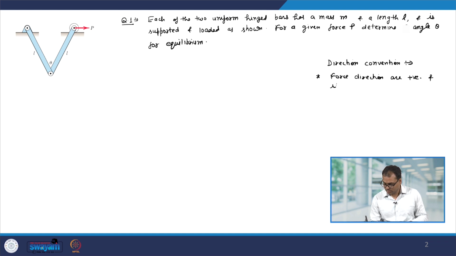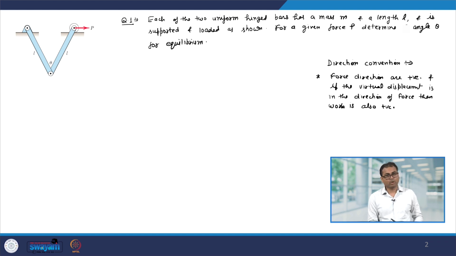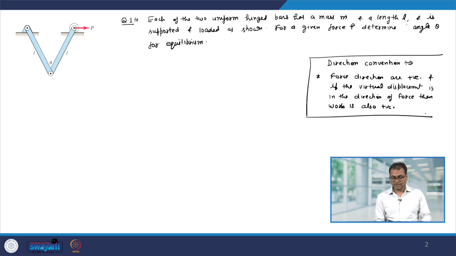And if the virtual displacement is in the direction of the force, then work is also positive. So, with this let us understand the problem.